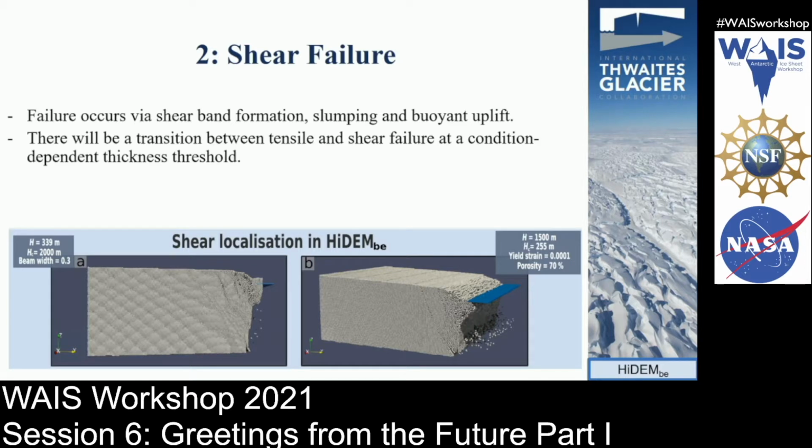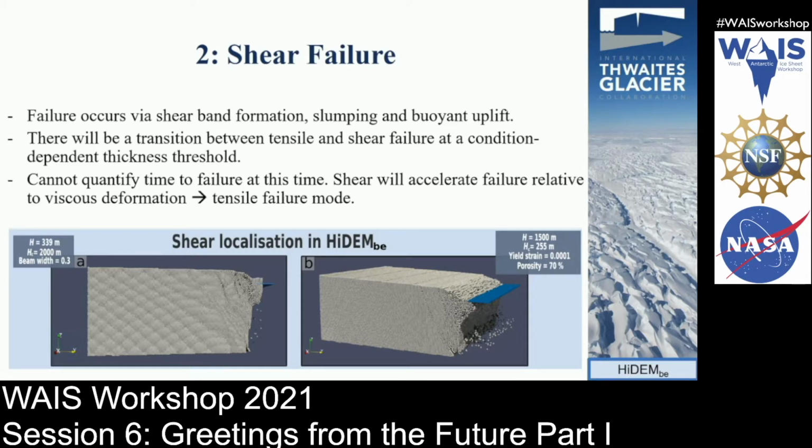We find that there will be a transition at some point between tensile and shear failure, but we did not feel that we could confidently quantify the time to failure for this mode of failure. Importantly, though, these descriptive simulations highlight the conservative nature of the time to failure values reported for the viscous deformation to tensile failure simulation series that I showed on the previous slide, because we know that failure is quickened once the shear failure sets in.